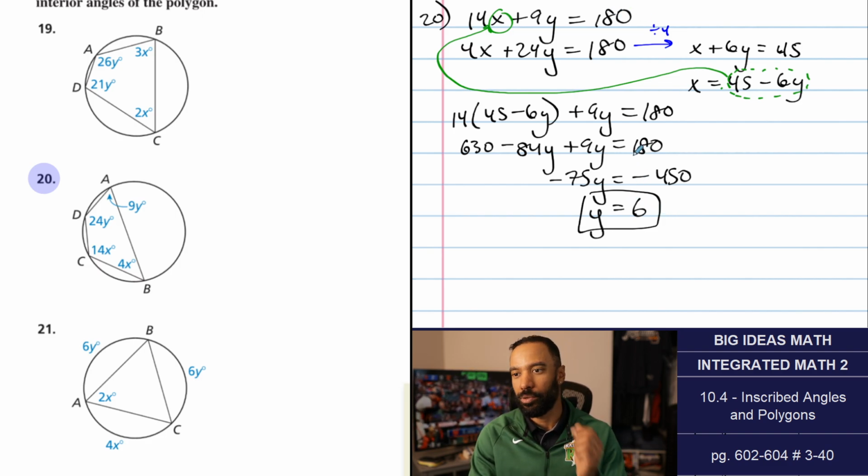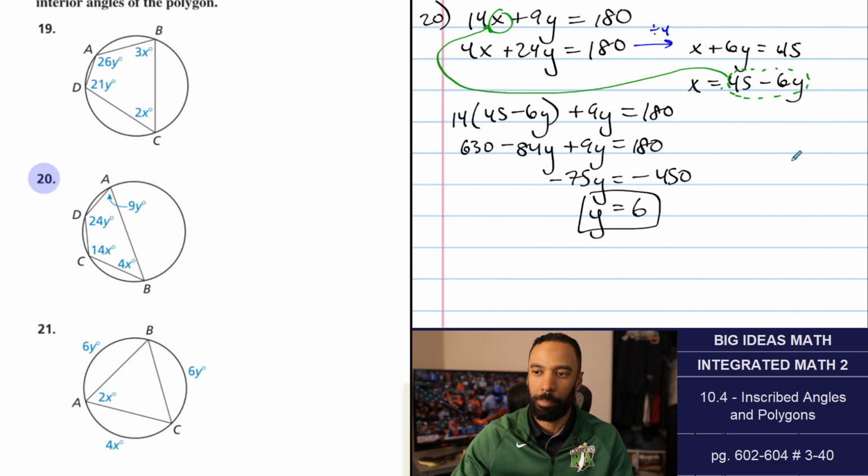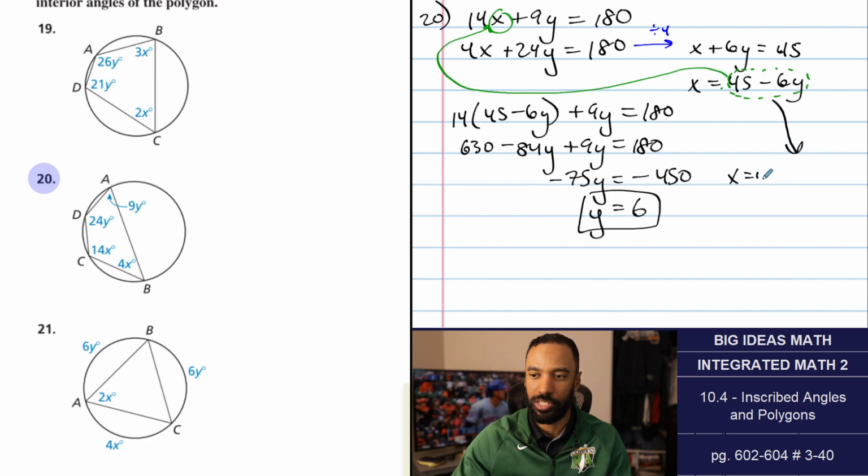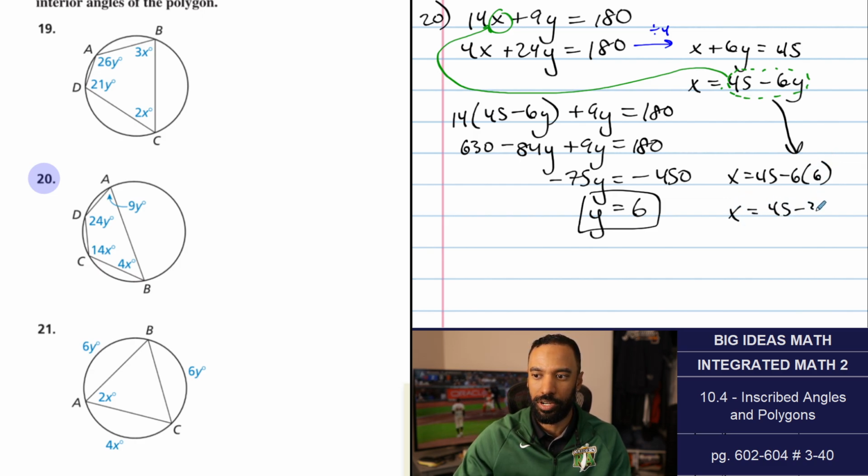Okay. So y equals 6. Now let's solve for x. And this is a pretty nice place that we can do here since we use substitution. I can now do x equals 45 minus 6 times 6. Y is 6 there. So x is going to equal 45 minus 36, or 9. So y is 6, x is 9.